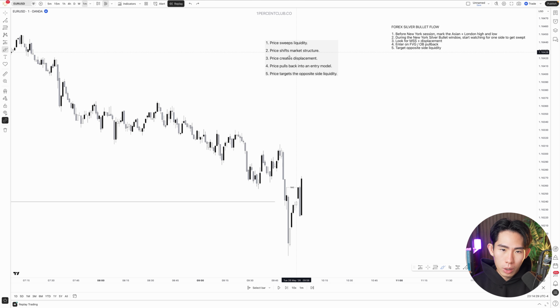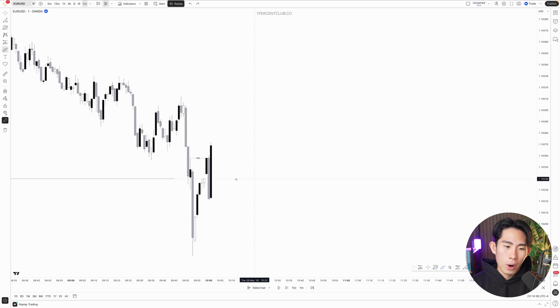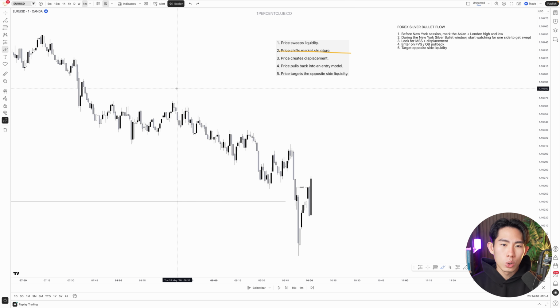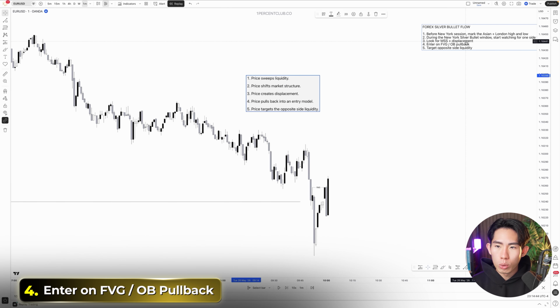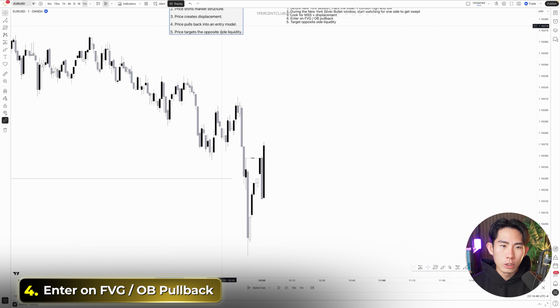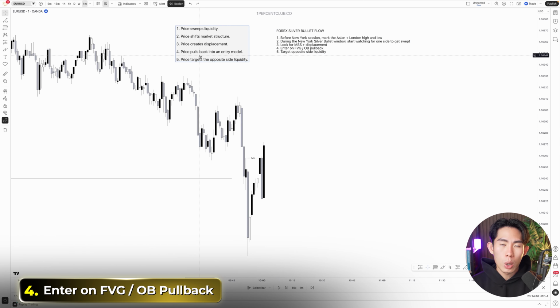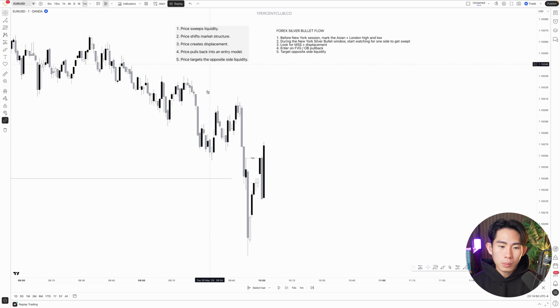So at this point of time, we got a displacement, and guess what? We are pretty much done with the first 3 steps, okay? So price sweeps liquidity, price shifts market structure, price creates displacement right here, cool, happy days. Now the next step is to just wait for price to pull back into the entry model, right? So this is where we are starting to look for our entry.